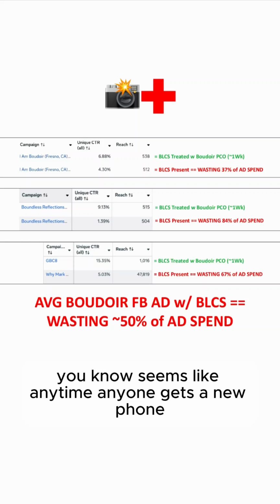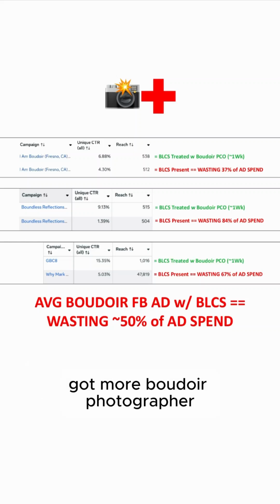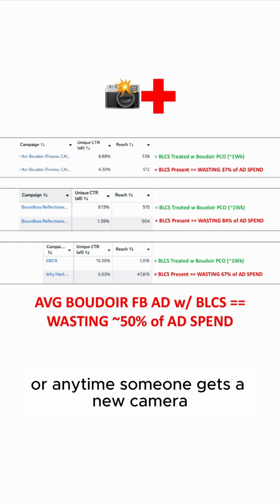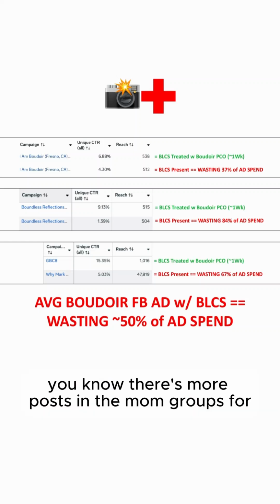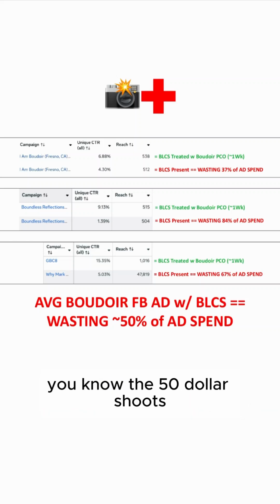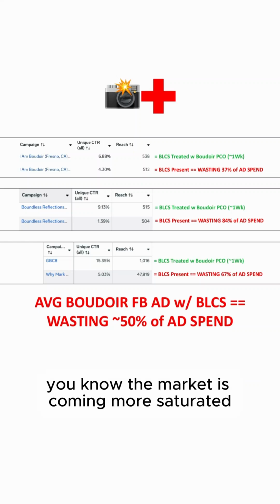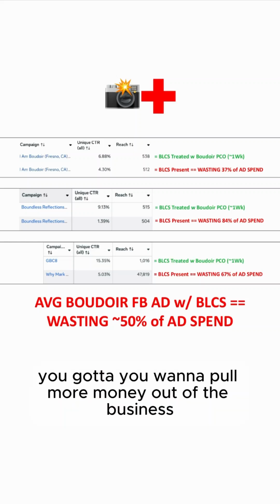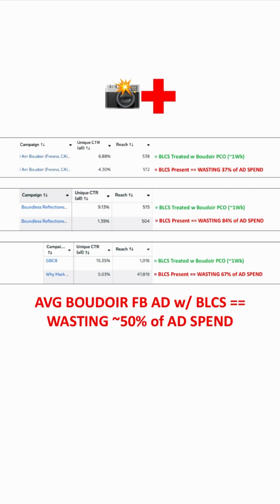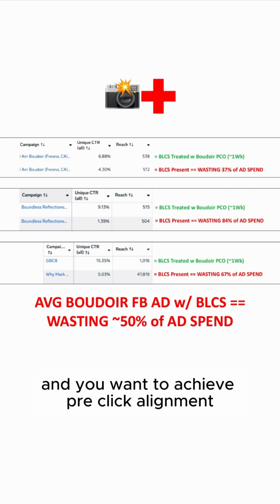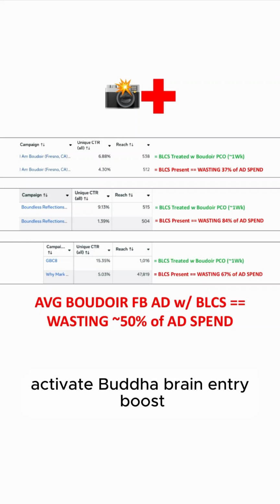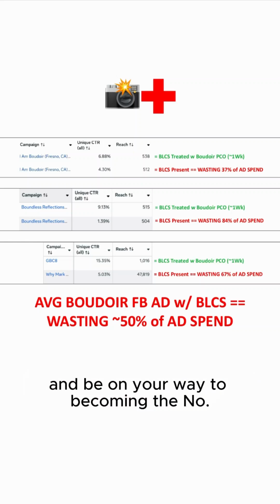It seems like anytime anyone gets a new phone, you get more boudoir photographers, a new Google My Business profile pops up, or anytime someone gets a new camera, there are more posts in the mom groups for $50 shoots. So the market is becoming more saturated. Inflation's hitting harder. You want to pull more money out of the business, make it more efficient, achieve pre-click alignment, become a dominant boudoir advertiser, activate Boudoir Brain Entry Boost, and be on your way to becoming the number one boudoir photographer in your city.